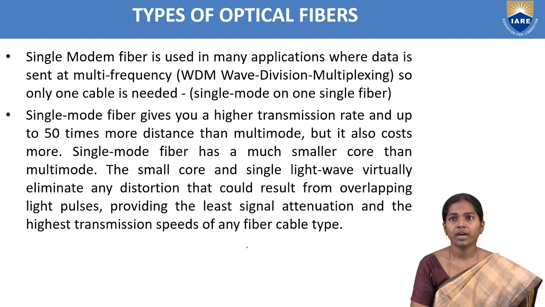The small core and single light wave virtually eliminate any distortion that could result from overlapping light pulses, providing the least signal attenuation and the highest transmission speeds of any fiber cable type. So in single mode optical fiber, any overlapping or distortion is virtually removed, and it provides less attenuation and high data speed.